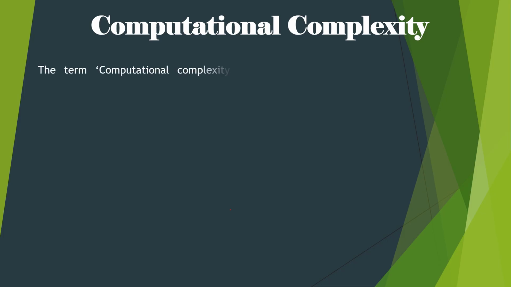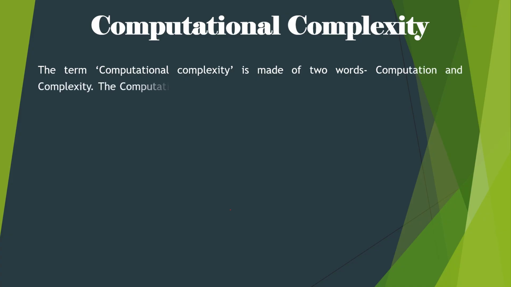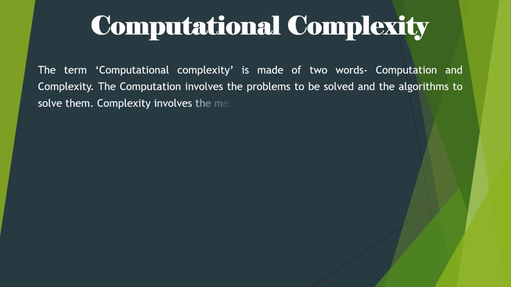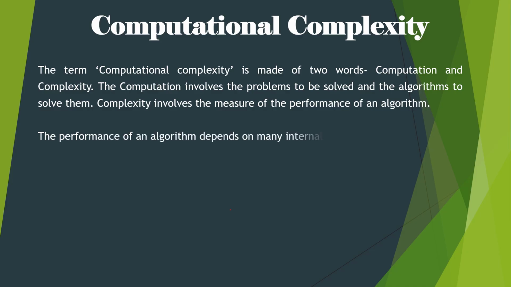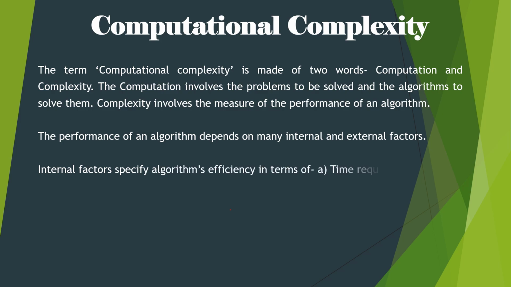The term computational complexity is made up of two words, that is computation and complexity. The computation involves the problems to be solved and the algorithms to solve them, whereas complexity involves the measure of the performance of an algorithm. That means computation will cover the problem and the complexity will cover the performance of that solution.